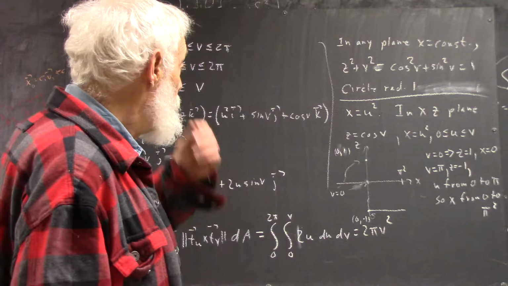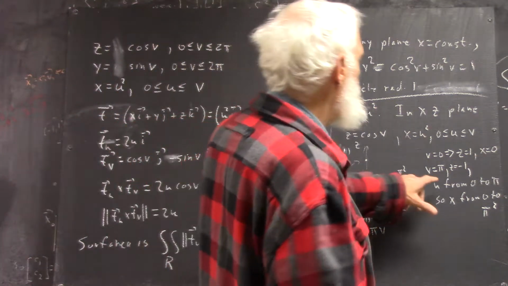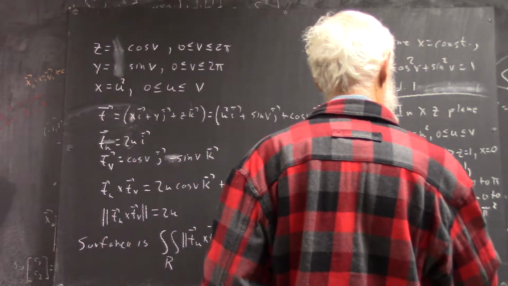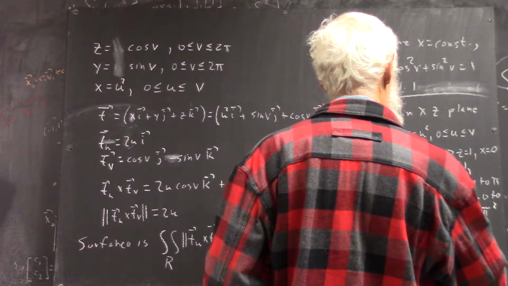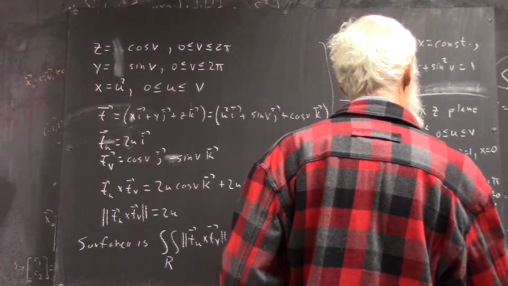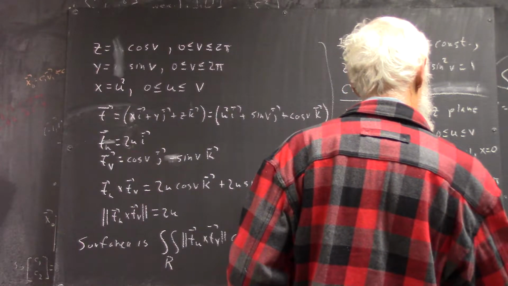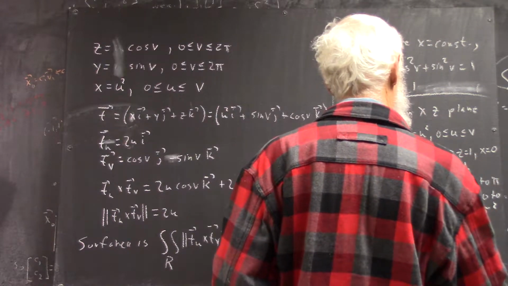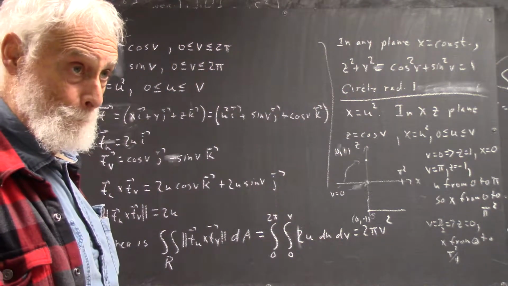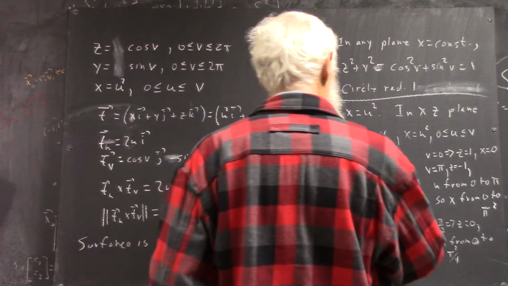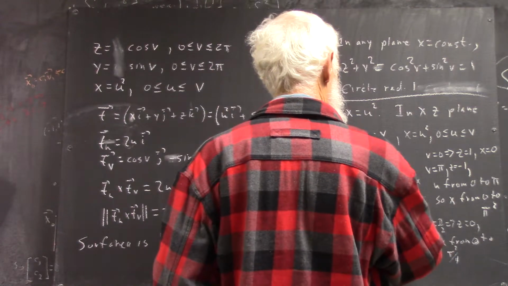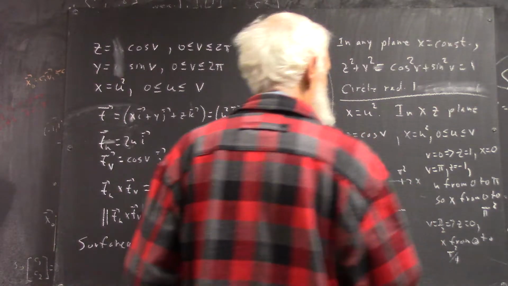Okay? For v equals pi over 2, z would be 0. And x is going to go from 0 to pi squared over 4. Okay? So, if this is pi squared, then pi squared over 4 is here. So you have this region.